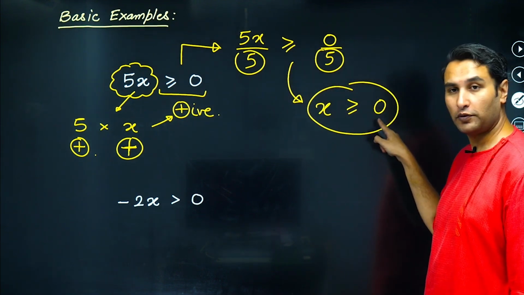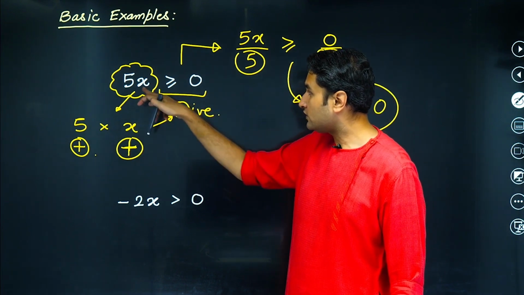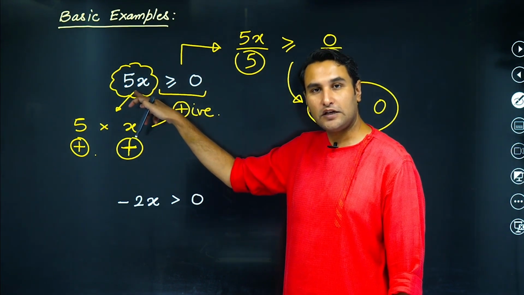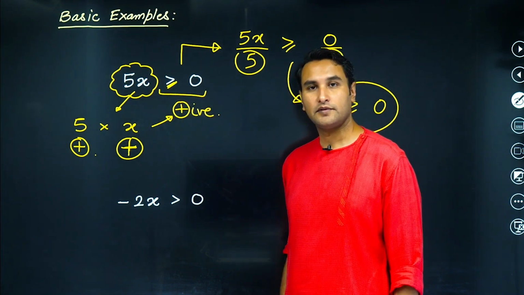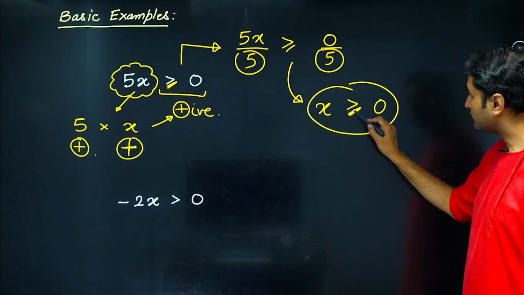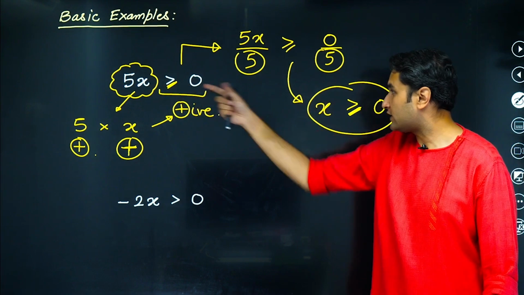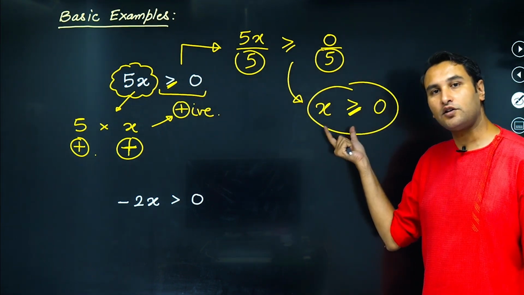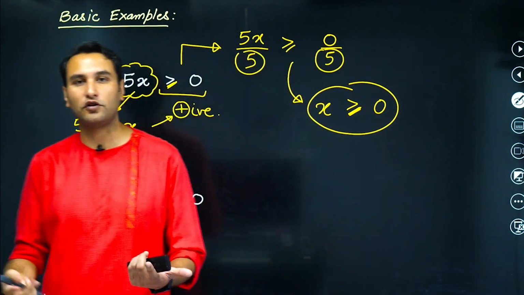x is coming out to be positive, right? Can x be equal to 0 as well? Yes. When x becomes equal to 0, this inequality is satisfied, right? Hence, here we have equality also. You getting me? So x is positive. x can also be 0 to satisfy this inequality. This is the logical way of thinking.